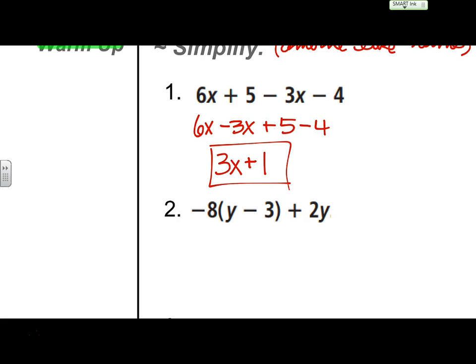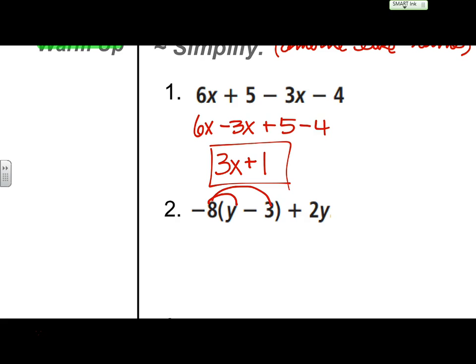Parentheses first. Now, can we put these together? Y and 3? No, they're different, right? So we can't do parentheses. We move on to please excuse. Exponents, there are none. Then we move on to multiplication and division. Do we have any multiplication or division? Yes. That's distribute. Negative 8y plus 20.